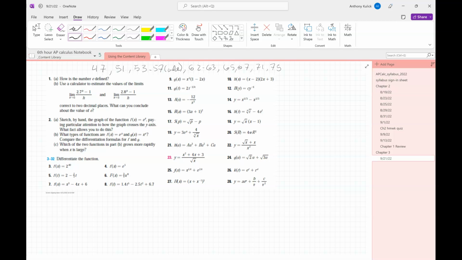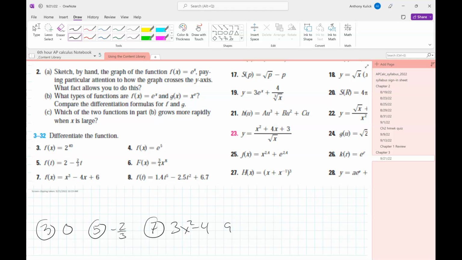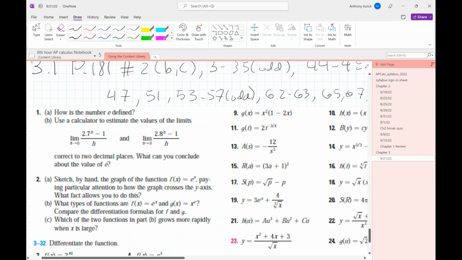What's the answer to 3? Does it matter what the exponent is? It's just 0. Right? Okay. How about 5? What's the answer for 5? Yep. How rad is this? How about 7? X squared. Great. 9. Great question.